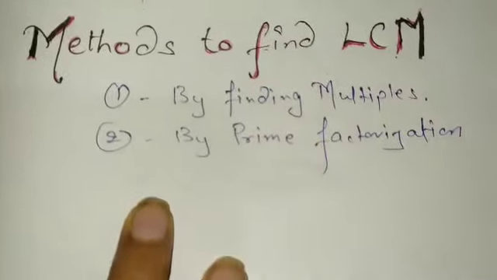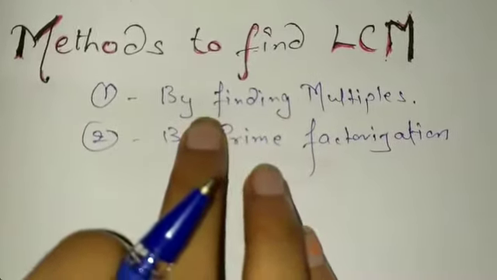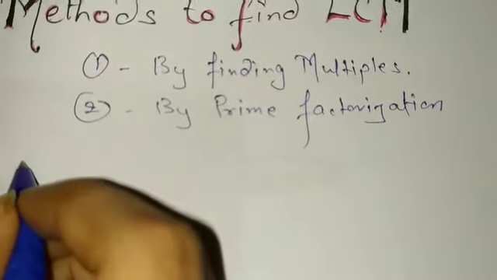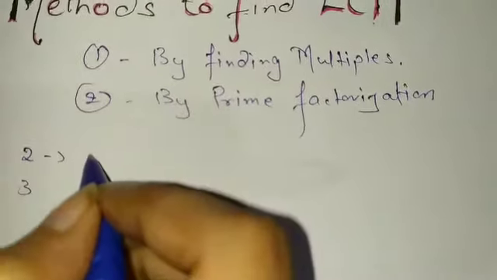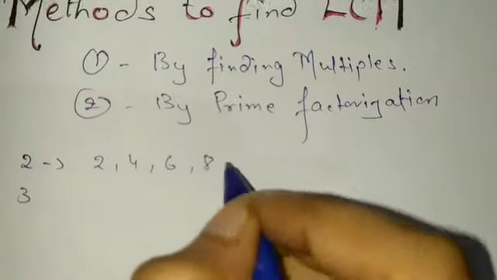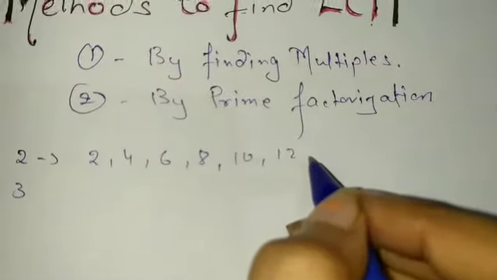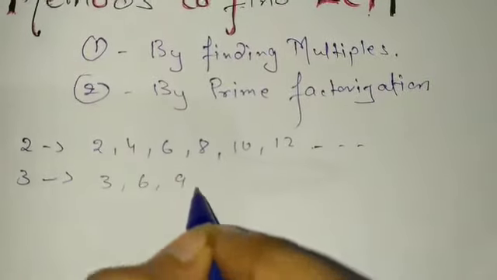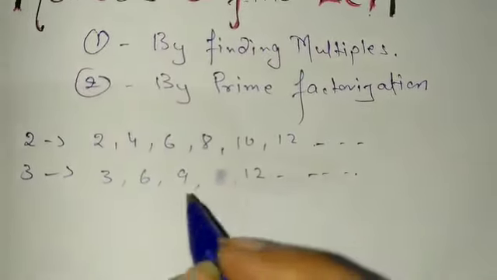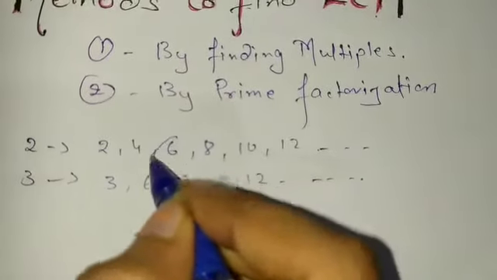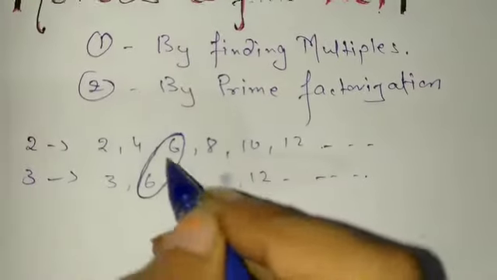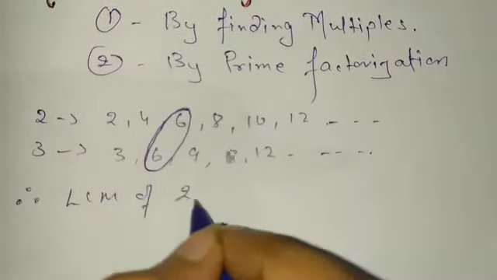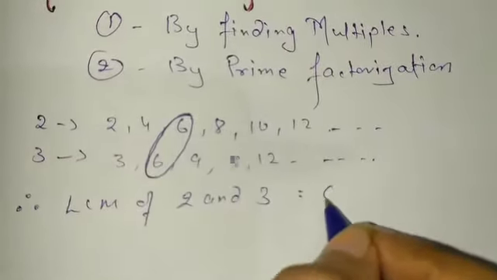So, first of all, let's understand by finding multiples. Let's take two numbers, that is 2 and 3, where multiples of 2 are 2, 4, 6, 8, 10, 12 and so on, and multiples of 3 are 3, 6, 9, 12 and so on. And here we can see that 6 is the lowest common multiple of 2 and 3, and hence LCM of 2 and 3 is 6.